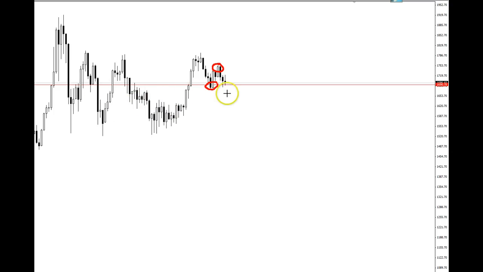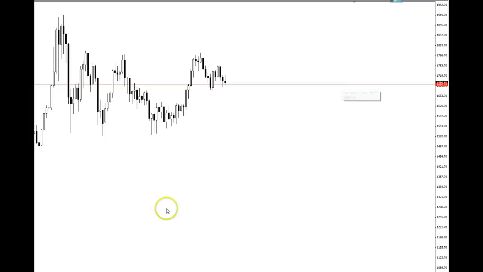Into gold, I think that this 1690 remains an extremely important pivot line. If we're moving below this one, then the markets are going to get weaker. If we stay above it, then we're probably going to keep just chopping along, or maybe even moving higher. So watch that 1690 in gold as being extremely important.